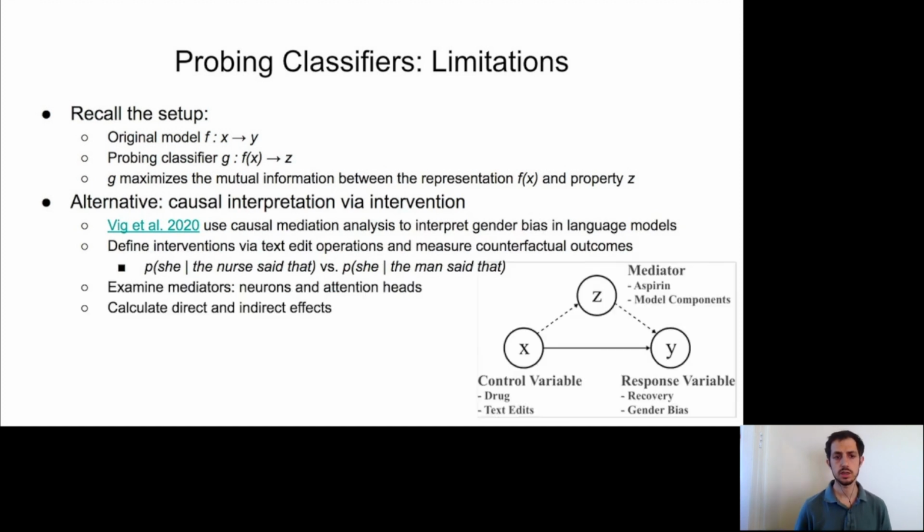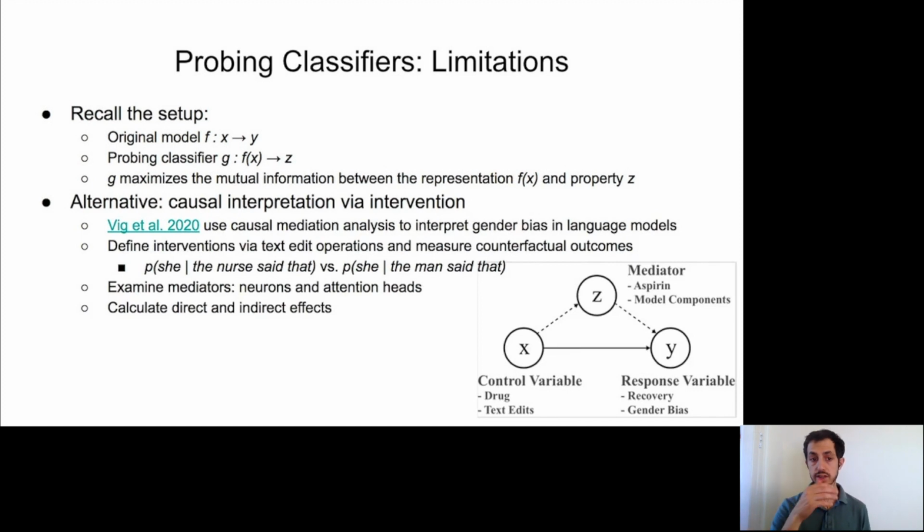The idea here is to examine the mediators, certain components that exist between some input and some output, or some control variable and some response variable. This is a diagram showing this graphical model of a control variable x, a response variable y, and a potential mediator z. In our case, the control variable is those text edit operations. The response variable is some measure of gender bias, and a mediator could be some model component like a neuron inside the model, or a certain attention weight or attention head.